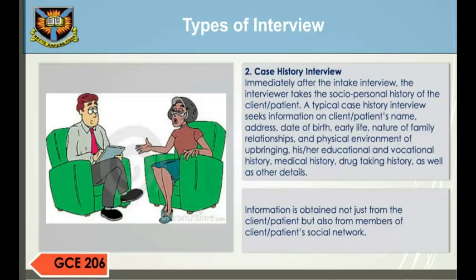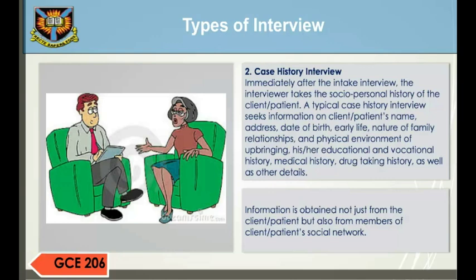2. Case history interview. Immediately after the intake interview, the interviewer checks the social personal history of the client or patient. A typical case history interview seeks information on client's name, address, date of birth, early life, nature of family relationships, and physical environment of upbringing. His or her educational and vocational history, medical history, drug taking history, as well as other details.